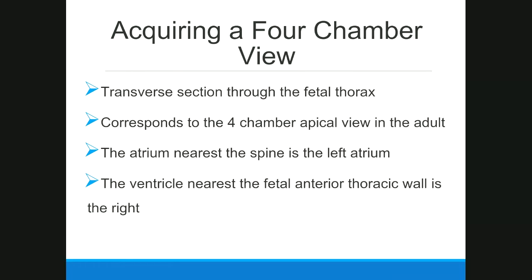Remember that. It's going to help you feel comfortable discerning left and right, and then making the determination of whether or not the appearance of the heart is normal or abnormal. So left atrium closest to the spine, and the right ventricle is nearest to the fetal anterior thoracic wall. So the right ventricle is closest to the anterior chest wall. The left atrium is the chamber of the heart that's nearest to the spine.